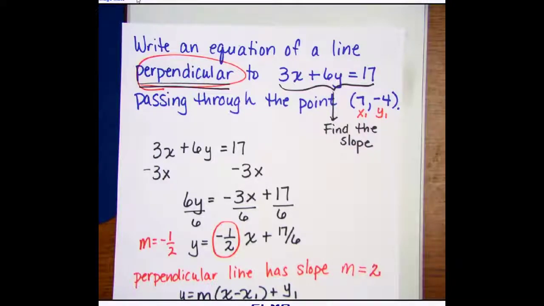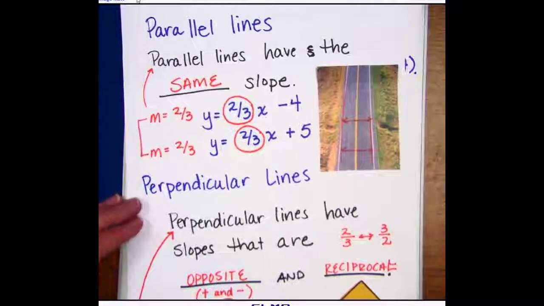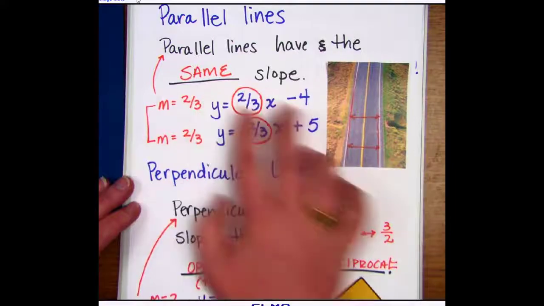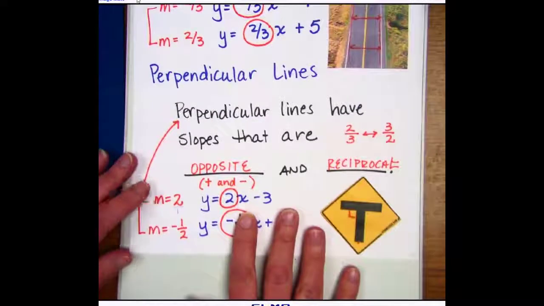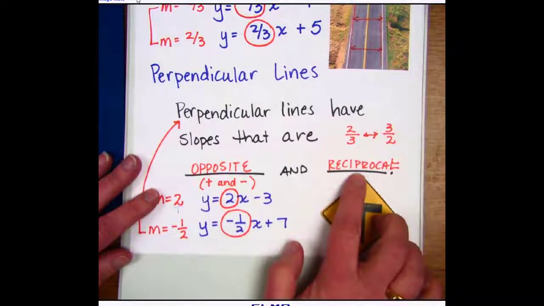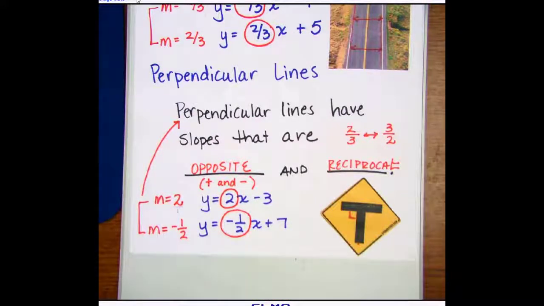So if you only remember one thing from these two videos that I've shown you on parallel and perpendicular lines, remember that parallel lines have the same slope. They're the same distance apart, same slope. And perpendicular lines have slopes that are opposite and reciprocal, both of these. Can't be one or the other, has to be both.